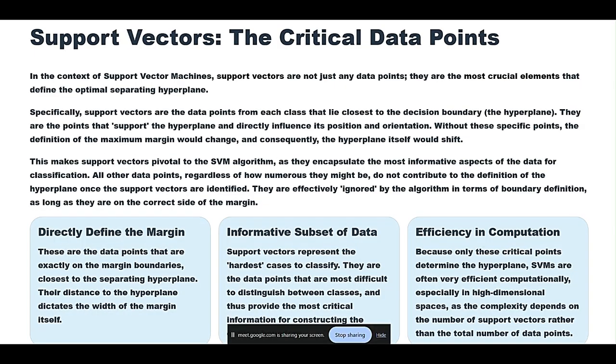So in this slide we will understand the critical data points needed for support vectors. So support vectors are the most crucial data points in support vector machines. They are data points from each class that lie closest to the decision boundary. These points support the hyperplane and directly influence its position and orientation. The distance from these points to the hyperplane dictates the width of the margin itself. Support vectors represent the hardest cases to classify. All other data points, regardless of how numerous they are, do not contribute to the definition of the hyperplane once the support vectors are identified.